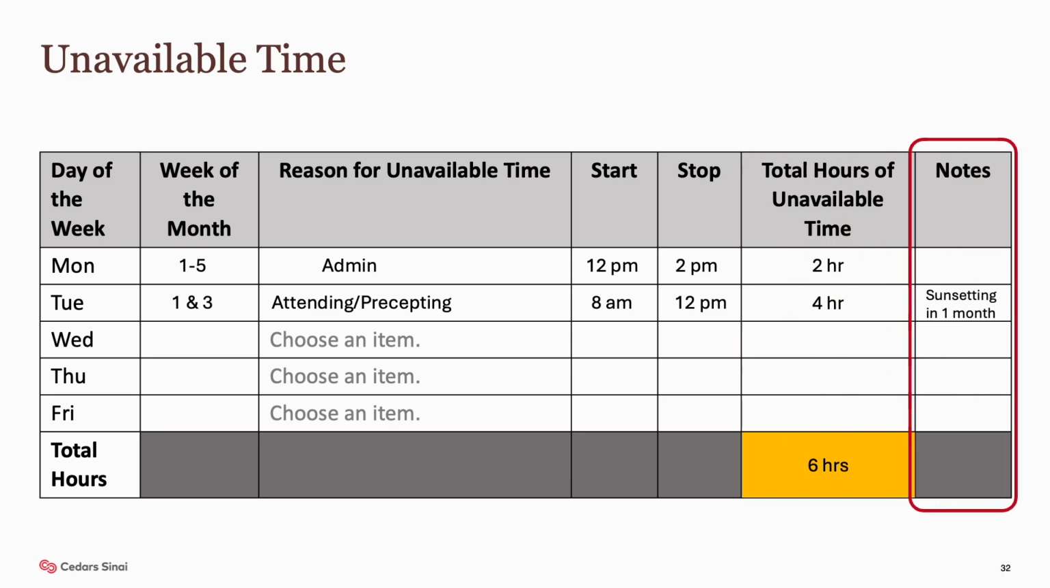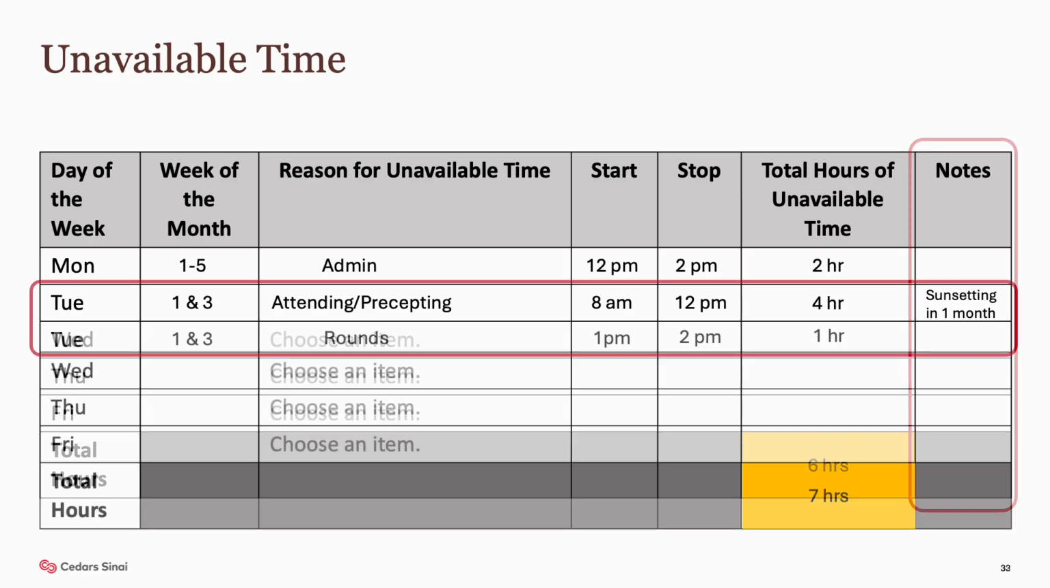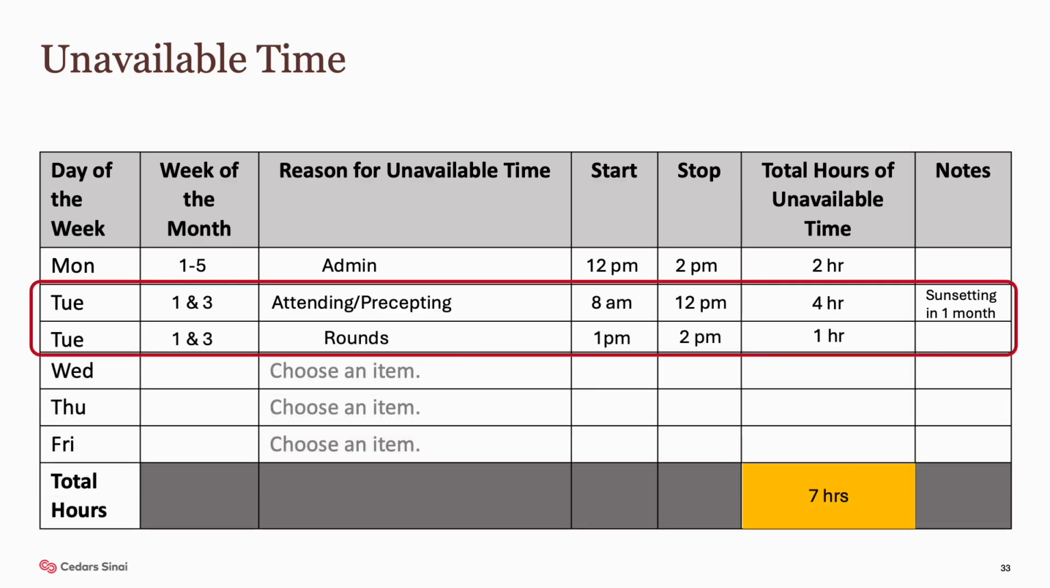The last column is the notes column, where you can add details about the unavailable blocks that you noted. Please note that if a provider has multiple reasons for being unavailable in the same day, add an additional row to document that additional reason, as shown here in this example.